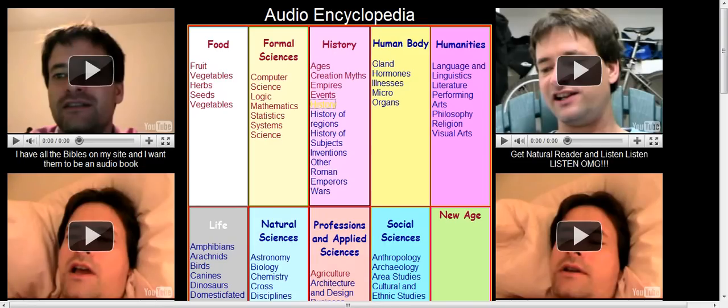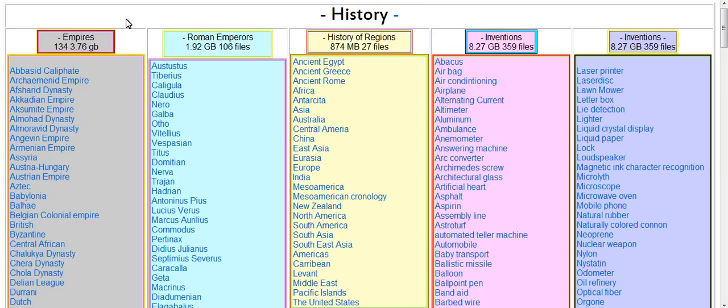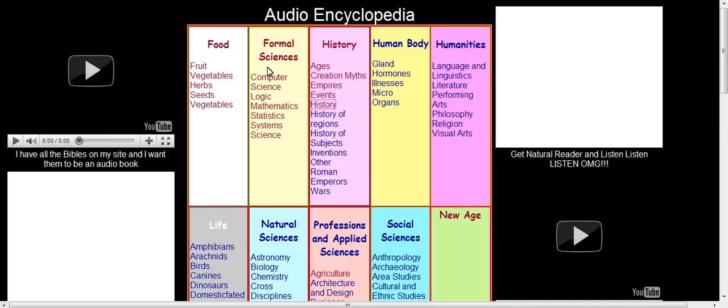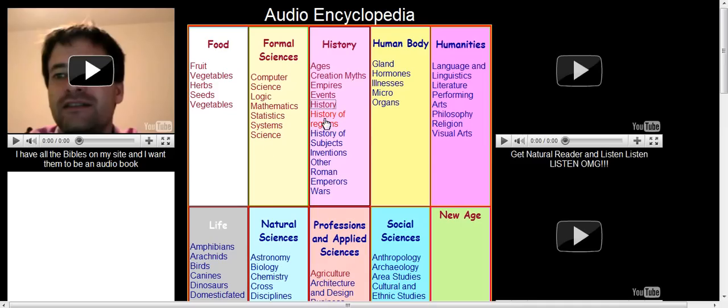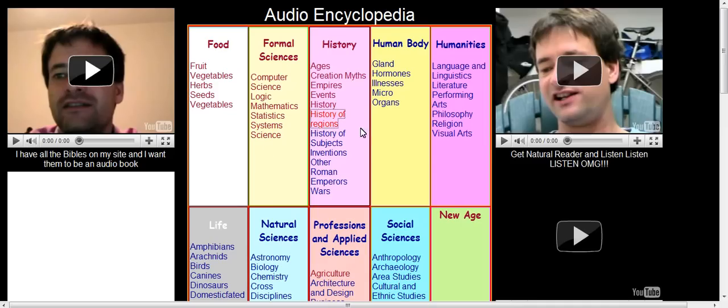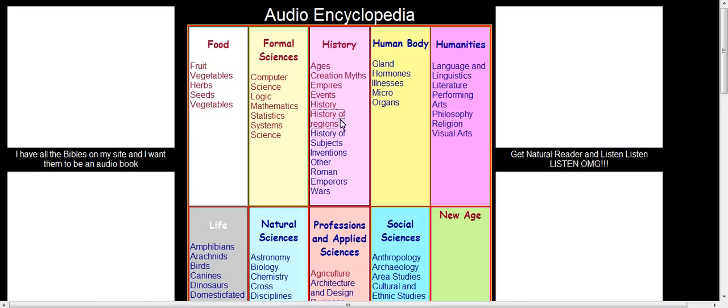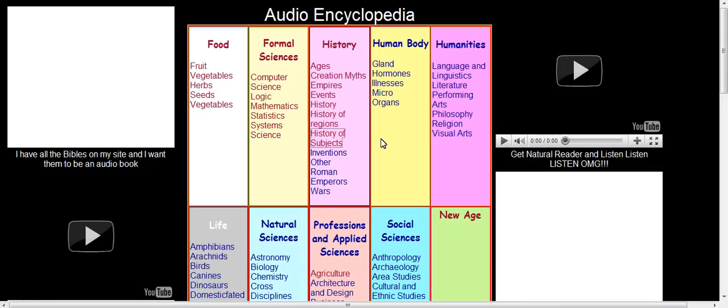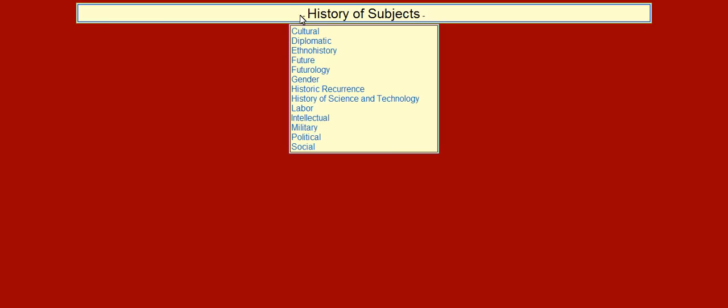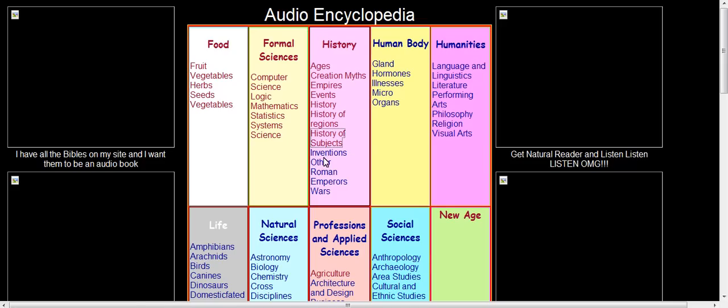History. Well, I guess I have history mixed in there. It's kind of half-baked. My whole site is half-baked. History of regions, off of Wikipedia. These are all the history of the regions, Eurasia. So, history of subjects. That's also a subject. History of culture, diplomatic, ethno-history, labor.